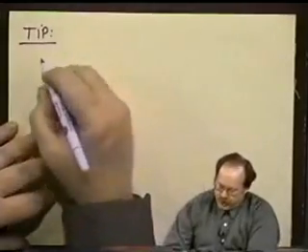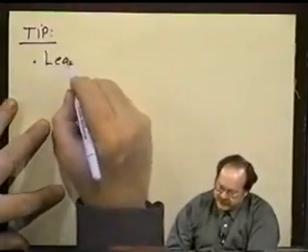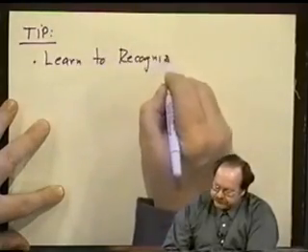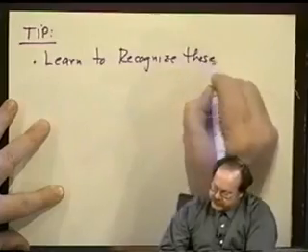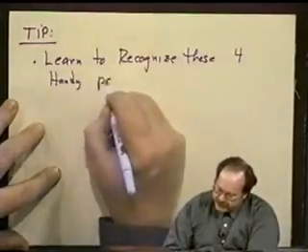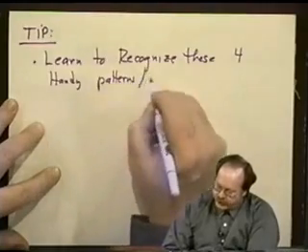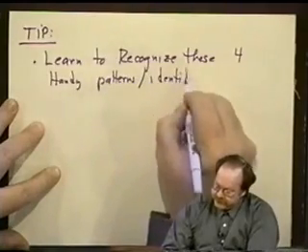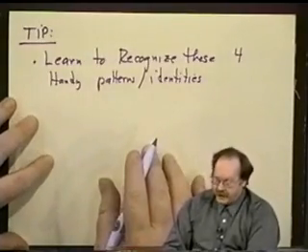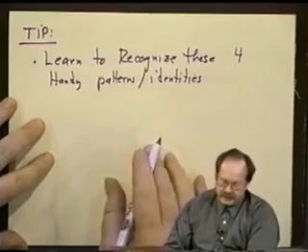And then you'll have a chance to practice some of these forms so that you can get used to them. All right, what is the tip? Well, the tip is exactly what I've been saying all along. Learn to recognize these, and I'll just call them 4 handy patterns, or you could call them identities, because that's what they are. If you replace the x and the a by anything on either side, you will always get a true statement.